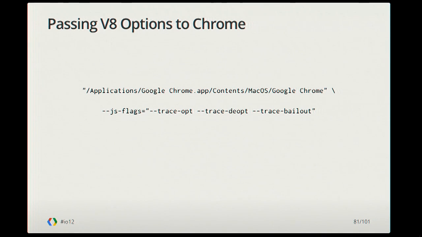Now, most of you are doing web development, I assume, and therefore you probably want to be able to look at your code in Chrome as well as directly in the D8 shell. You can pass these options that I've mentioned also directly to Chrome using the JS flags option, and the output will all show up in standard out when running Chrome.